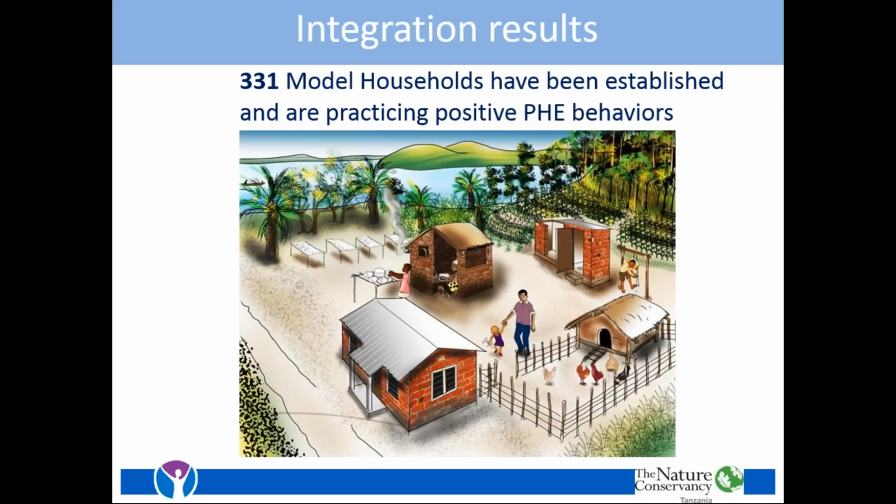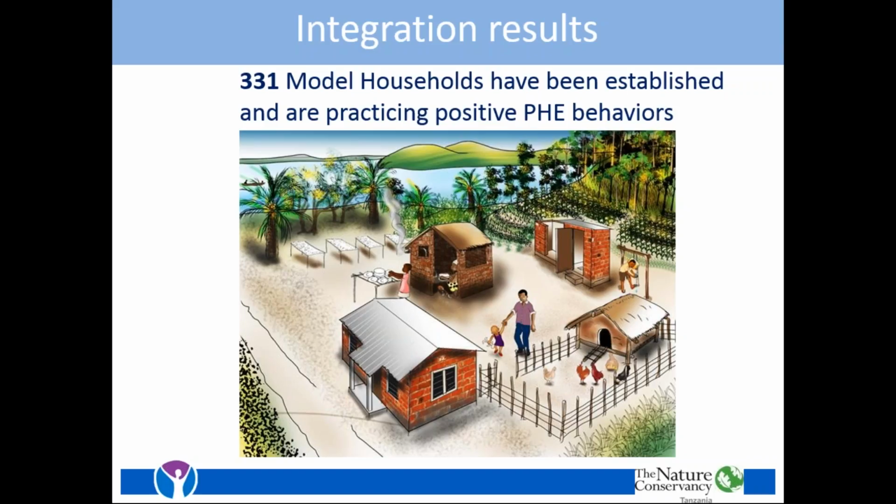Next slide. On the integration side, 331 model households have been established and are practicing positive population, health, and environment behaviors. This is a pictorial that we use in our education and outreach activities, and it shows a model household practicing many of the desired behaviors.